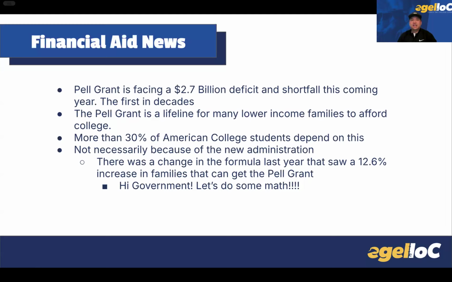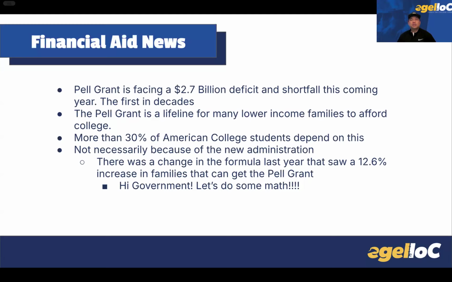Now, what that means is that the Pell Grant may be lowered, right? What I mean by that is, let's say you were originally getting $7,000 through the Pell Grant. That might now be $5,000 or $4,500. The reason this is important for financial aid is because 30% of American college students depend on the Pell Grant to go to college, okay? So it's not just the budgetary things. Yes, money was cut from the budget, but that usually doesn't result in a $2.7 billion deficit.